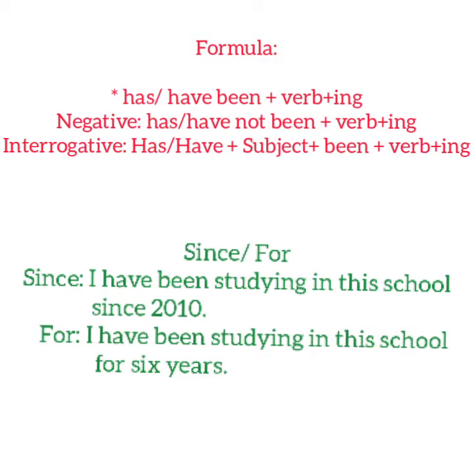Here is an example. I have been studying in this school for 6 years. The sentence tells us a period of time, that is 6 years. So, when we want to mention a period of time, we have to use the word for.